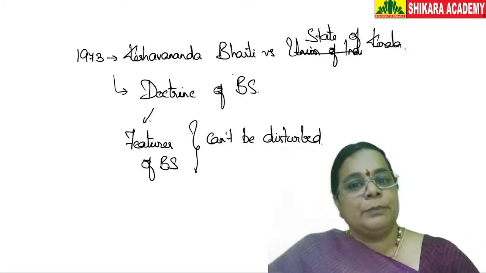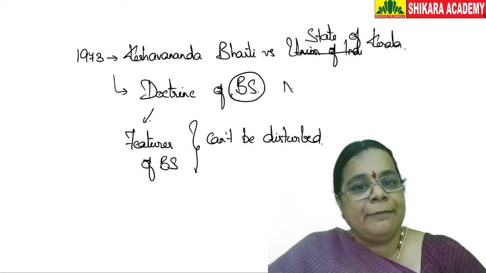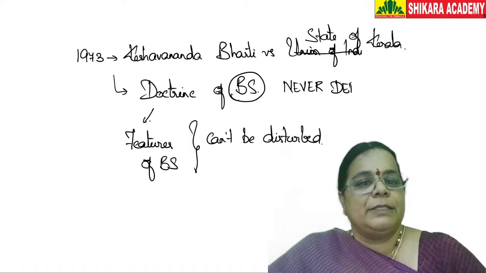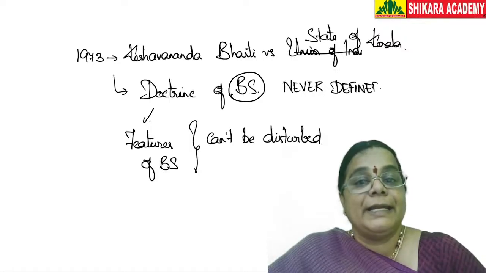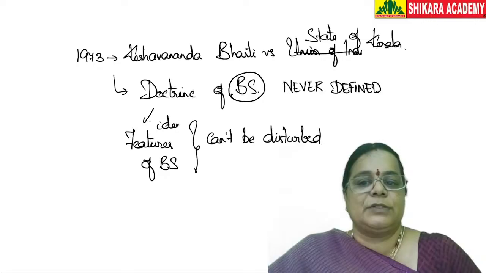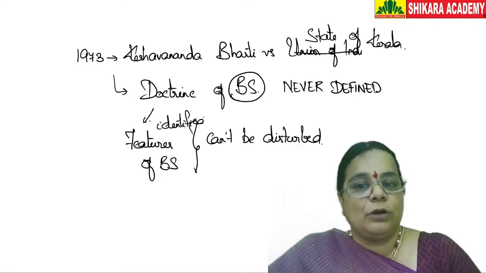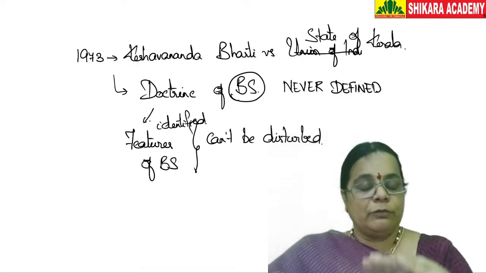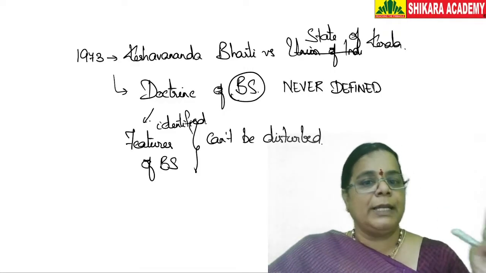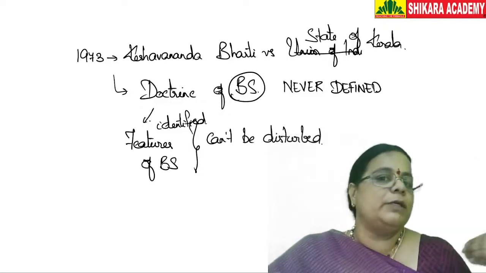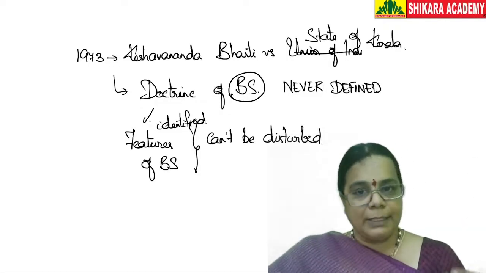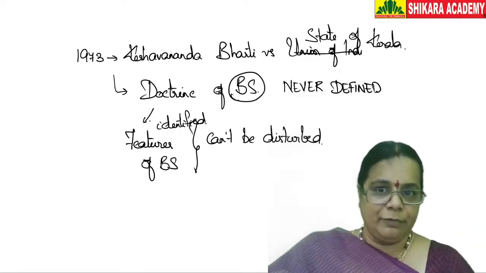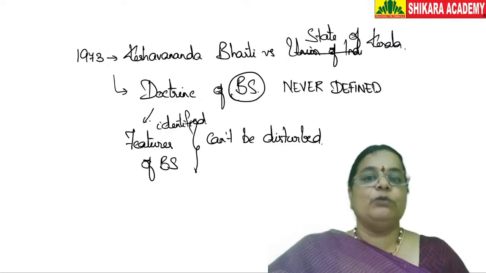So please remember, the basic structure doctrine was never defined by the Supreme Court. The Supreme Court only identified the features of basic structure and said these features cannot be violated. Point number one. Point number two. Please remember, the features of the doctrine of basic structure were not laid down in one case. They evolved over a period of time. In Kesavananda Bharati case, the doctrine was declared and a few features were identified. In subsequent cases, new features were added.